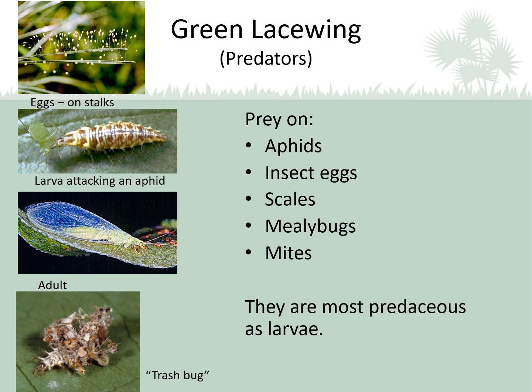Some green lacewing larvae pile organic debris and even the carcasses of prey onto their backs as a protective disguise, earning them the name trash bugs. So they prey on aphids, insect eggs, scale insects, mealybugs, and mites. They are most predaceous as larvae. So here are the eggs on hair-like structures, larvae attacking an aphid, picture of an adult, and here's the trash bug.